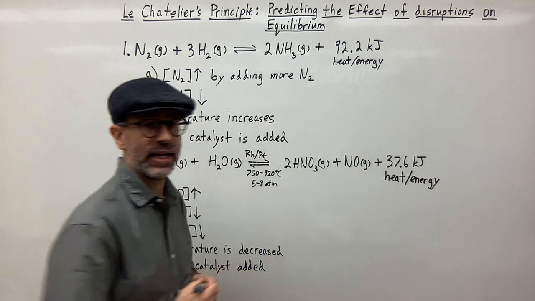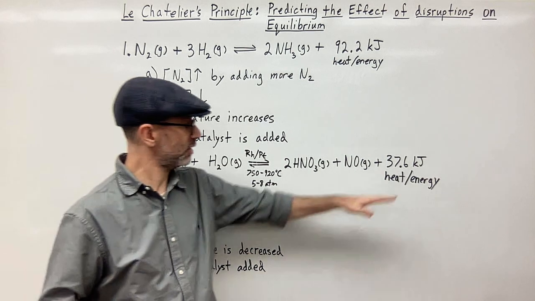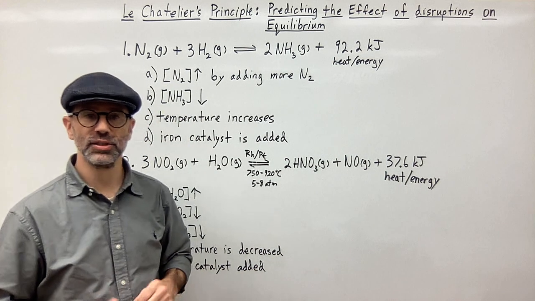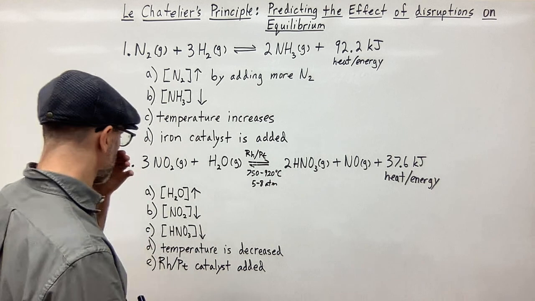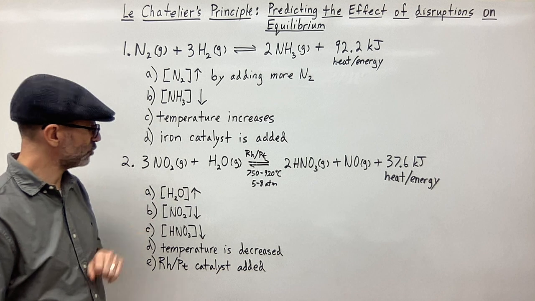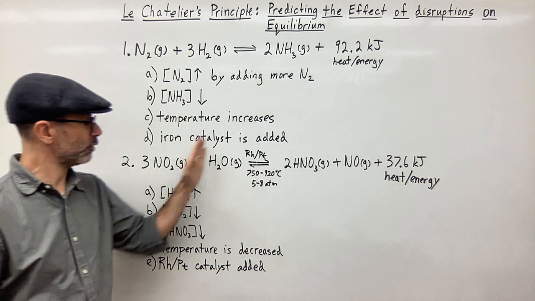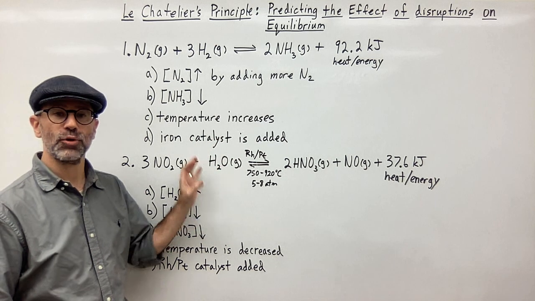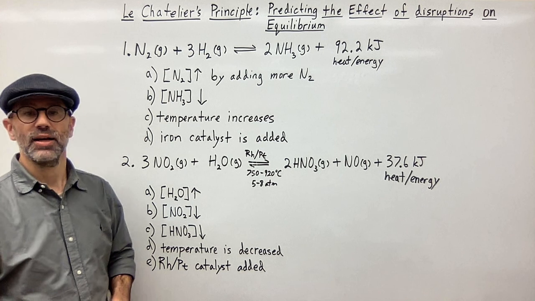And so here again, we have an exothermic reaction. So it's producing heat. Heat is a product. So we can use that to help us understand how temperature is going to affect this equation. So here again, for A, we're increasing the concentration of water. So therefore, we're increasing reactant, since water here is a reactant. So if we're increasing reactant, according to Le Chatelier's principle, we want to decrease.